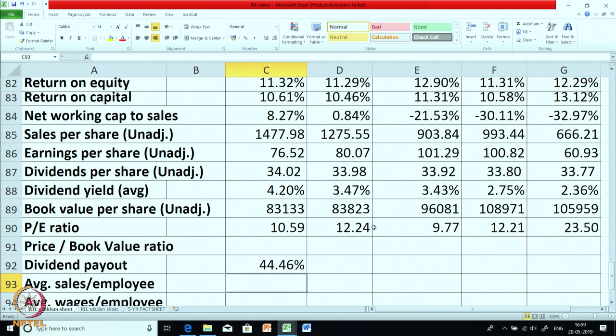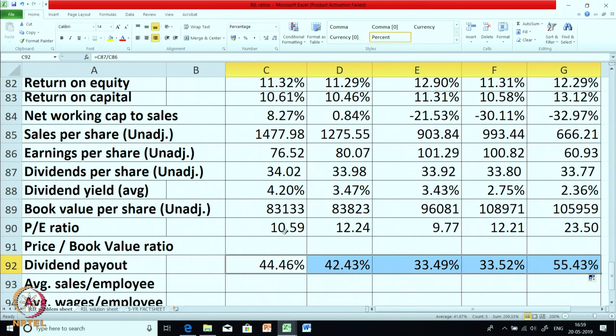So 44.46% is the dividend payout. You can see it has slightly gone up, which shows that more percentage is now being paid as a dividend out of the available profits to the equity owners.